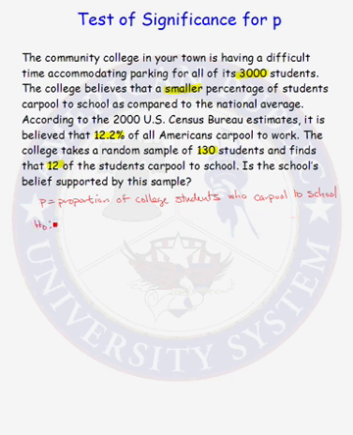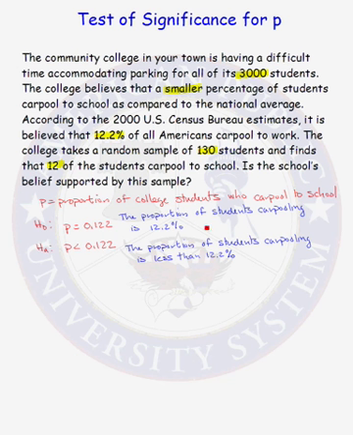Our null hypothesis is that the proportion of college students who carpool to school, P, is the same as the national average of 12.2%. Our alternative is going to be one-sided because the college administrators believe that the proportion of students carpooling to school is less than the national average. Not only should we write our null and alternative in symbols, we should also write it in English. The null says the proportion of students carpooling is 12.2%. The alternative is that the proportion of students carpooling is less than 12.2%.